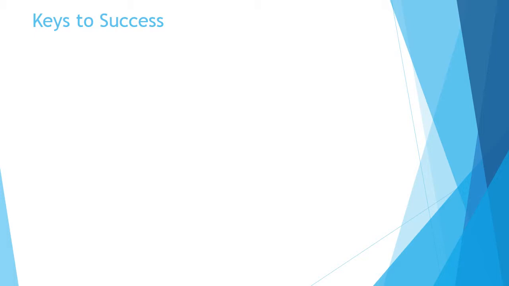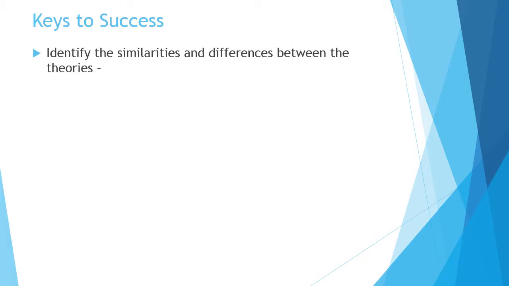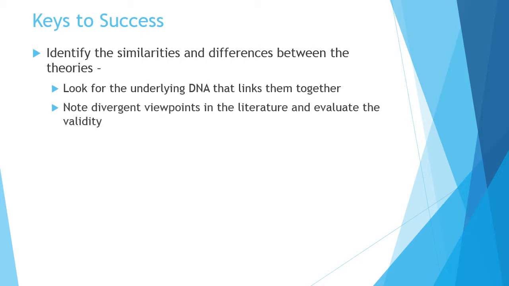Okay, well, the keys to success. First of all, as you're looking through the literature, start to identify the differences and similarities between the different theories. Look for the underlying DNA, not just at the surface level, but try to understand what's going on with the theories that links them together. But in addition to tying things together, you're going to be looking for divergent viewpoints, people who say, this doesn't make any sense. Maybe that was the best knowledge we had at the time, but that doesn't make any sense now.